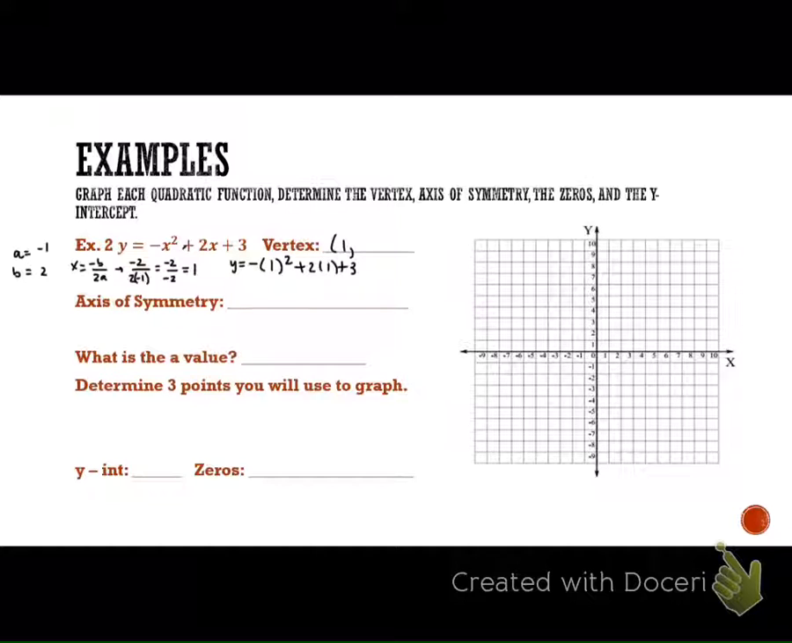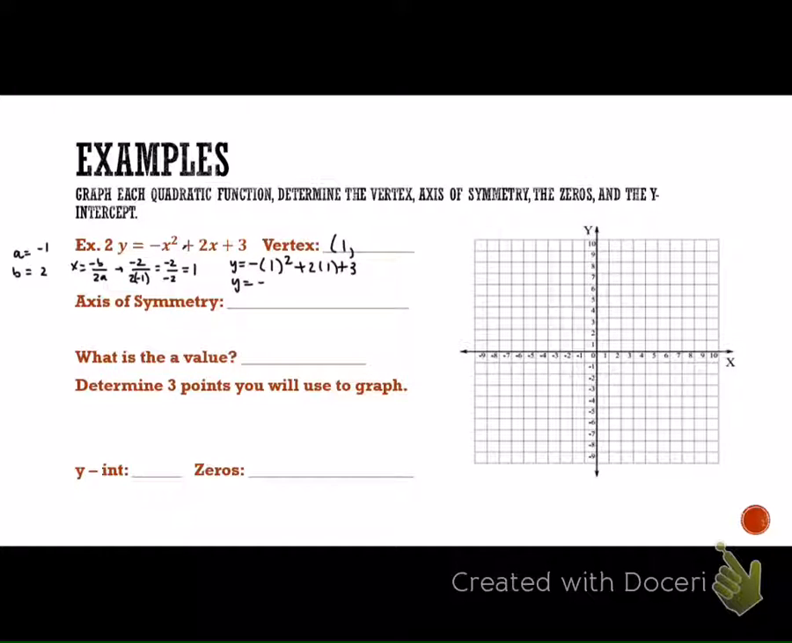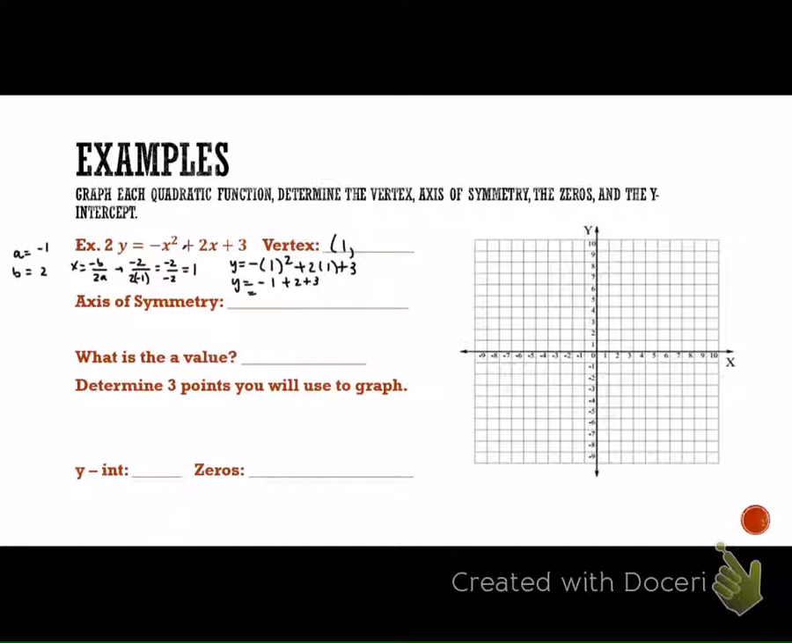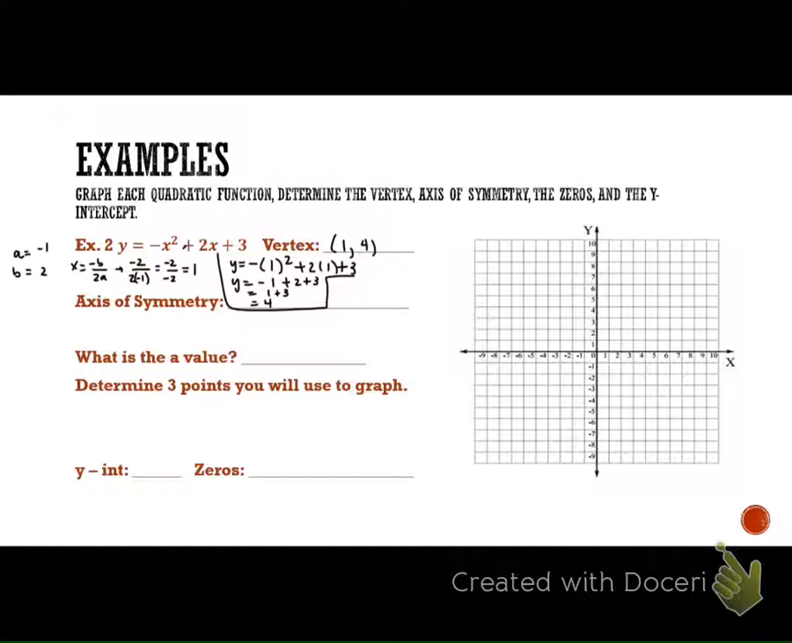Remember, if you have one of those two calculators, you can easily just plug it in and you don't have to worry. Others of you might have to follow order of operations. So that's y equals negative 1 plus 2 plus 3. So that's 1 plus 3. So our y value is 4, or our vertex is 1 comma 4. Questions there?